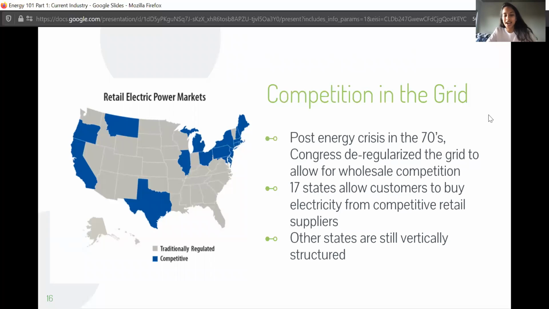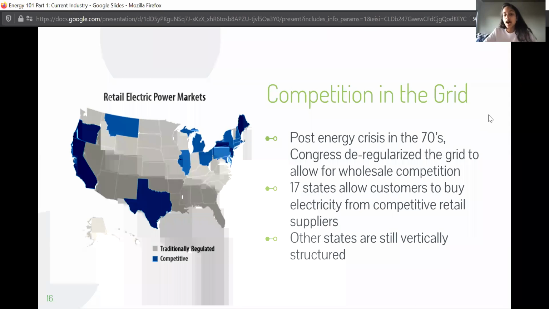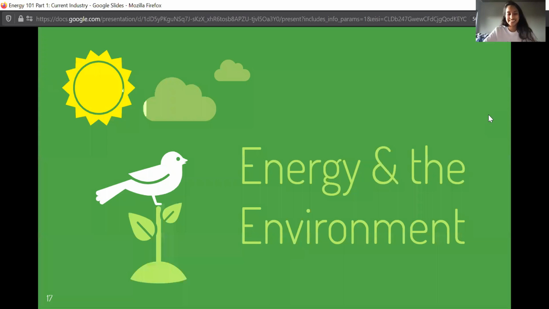So I kind of covered some of this, but for more information about the competition in the grid, the grid was deregulated after the energy crisis in the 70s, and this allowed for more wholesale competition. So 17 states allow customers to actually buy electricity from competitive retail suppliers, but other states are still more vertically structured. Next slide.